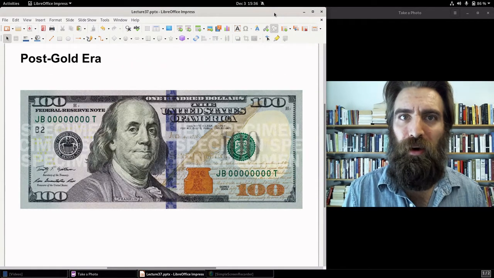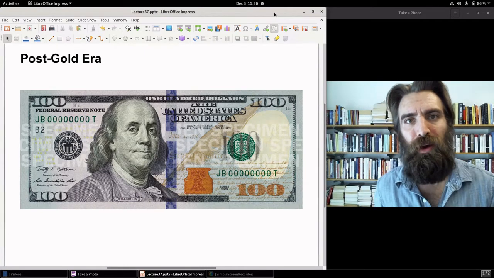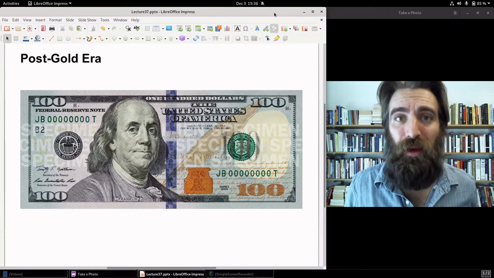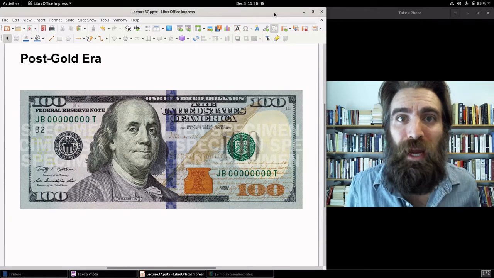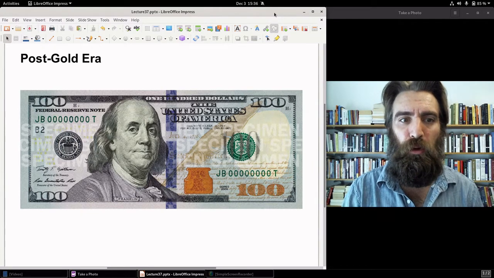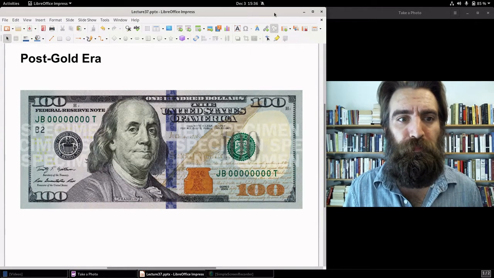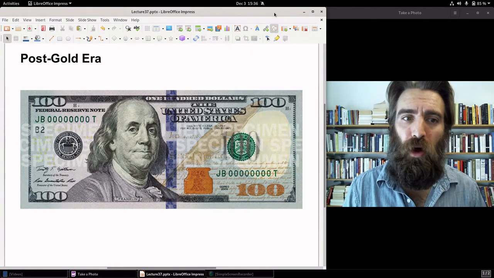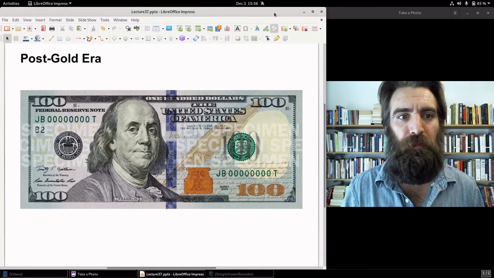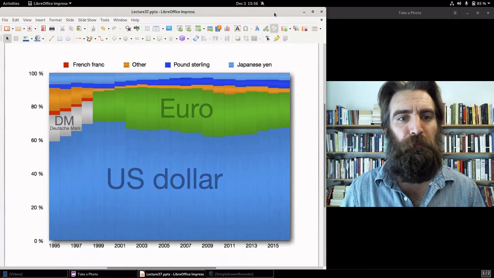The post-gold era begins after Nixon's closing of the gold window on August 15th, 1971. The link between the dollar and gold was certainly weak by 1971, but now it is completely severed. And since 1971, the U.S. has operated on a fiat standard, where the dollar is no longer backed by any commodity or tangible good, but solely by the good faith and credit of the United States government.